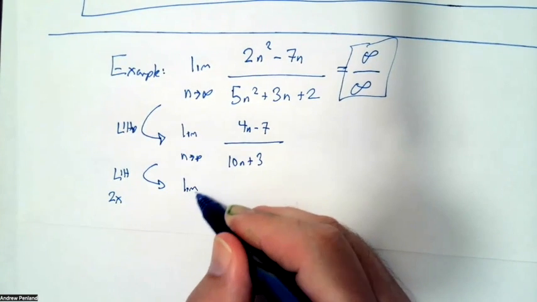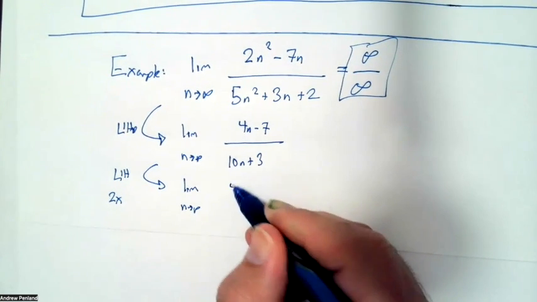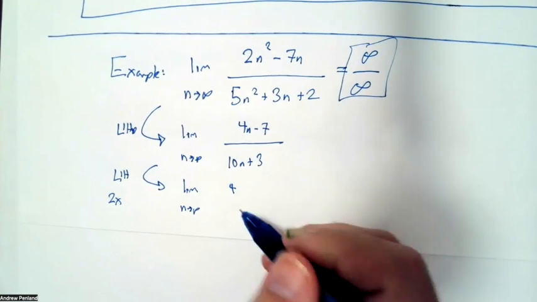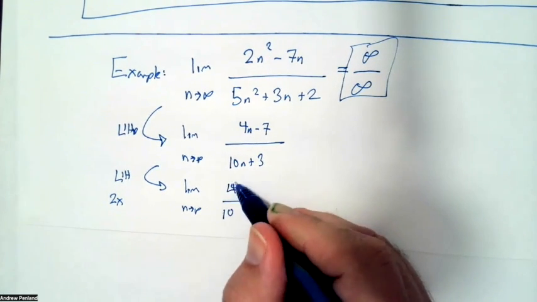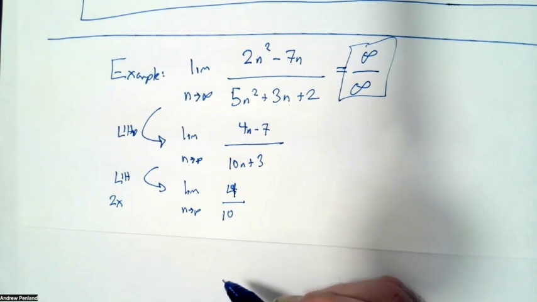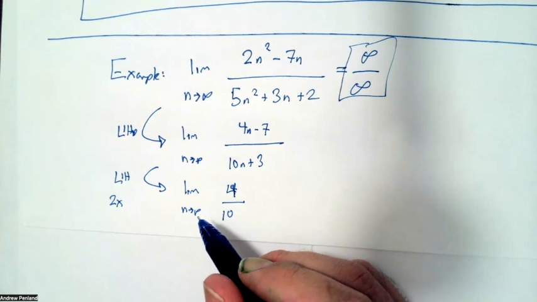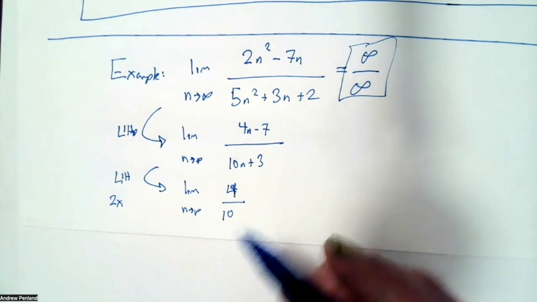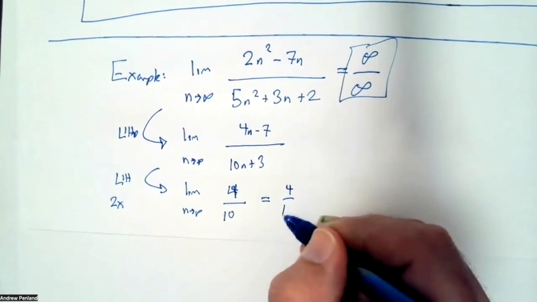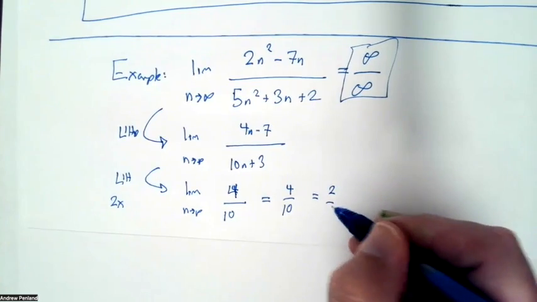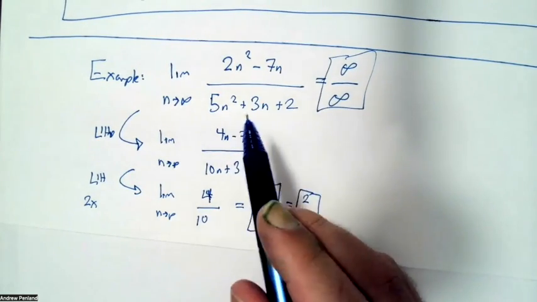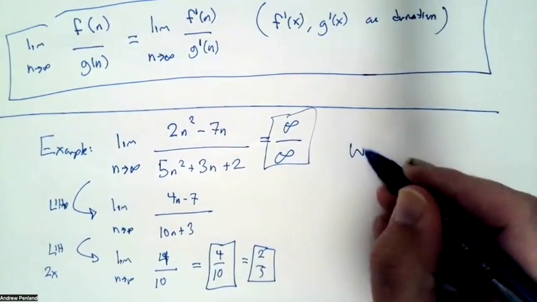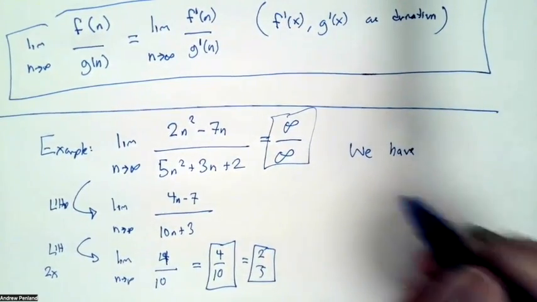Now, if I take the derivative of the top, I just get 4. And if I take the derivative of the bottom, I just get 10. And so now this is 4 over 10, no matter what the value of n is. So the final answer is 4 over 10, or 2/5. So this sequence does converge, and it converges to 2/5.